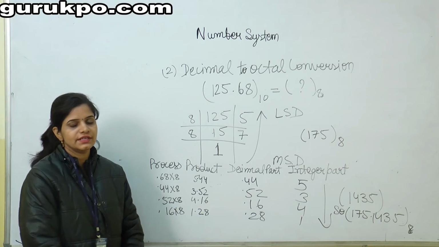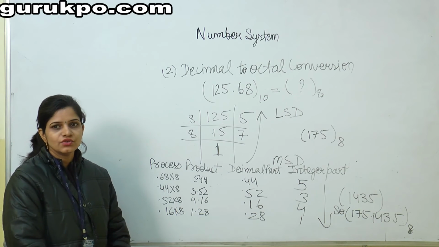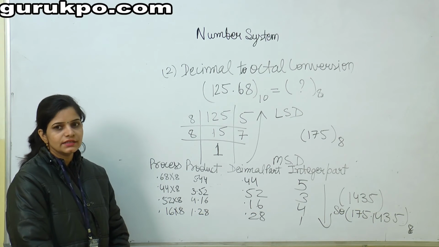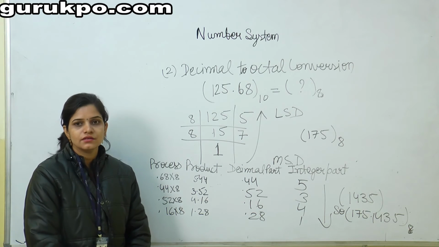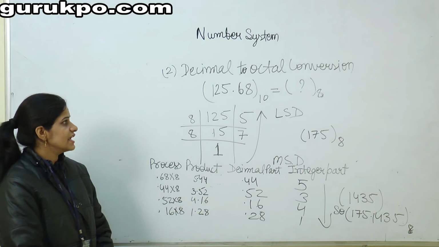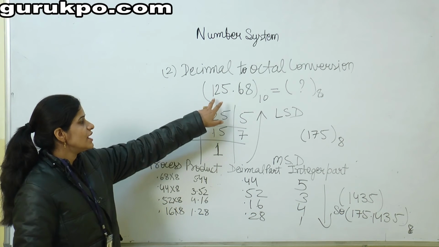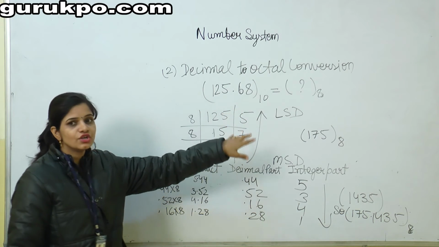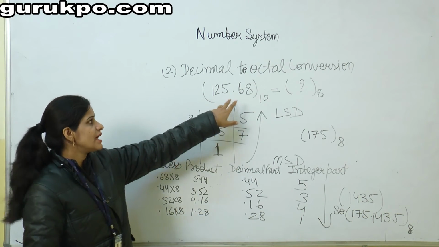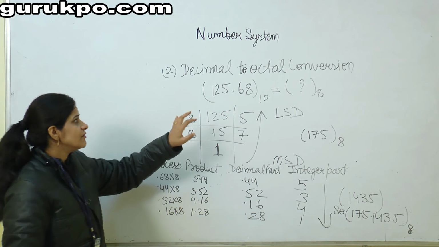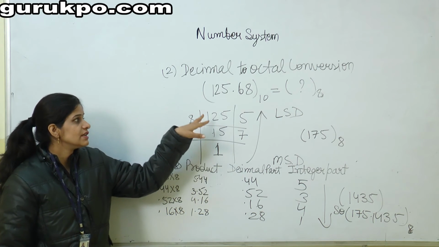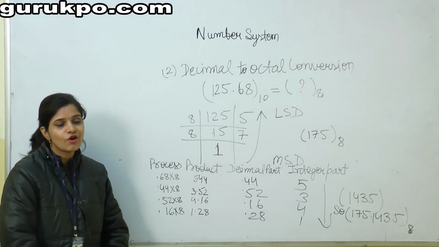Decimal to octal conversion. Decimal has base 10 and uses digits 0 to 9, so there are 10 digits. Octal uses 8 digits, 0 to 7, and its base is 8. For example, convert 125.68 to octal form. 125 is the integer part and 0.68 is the fractional part. Firstly I solve 125, the integer part, converting decimal to octal form.